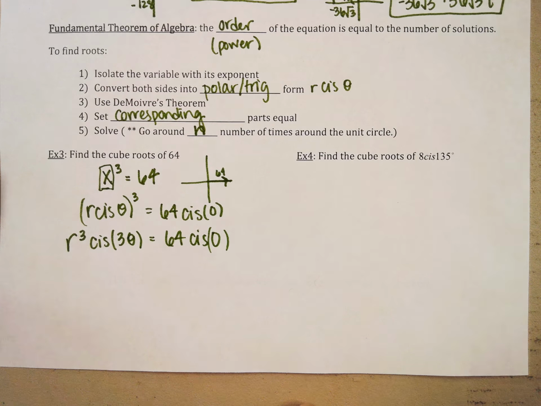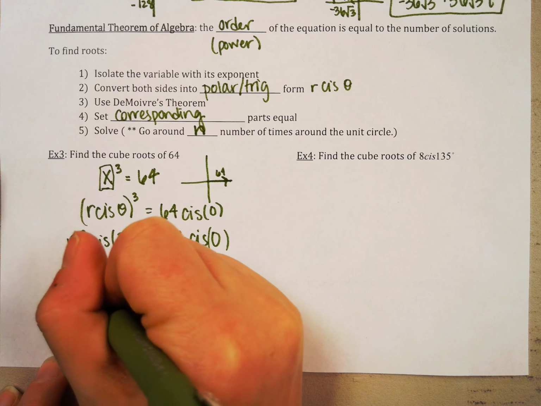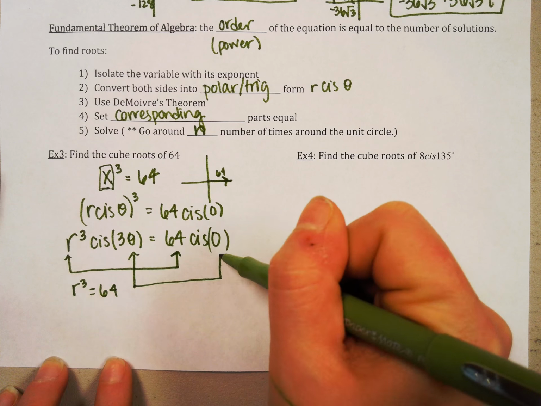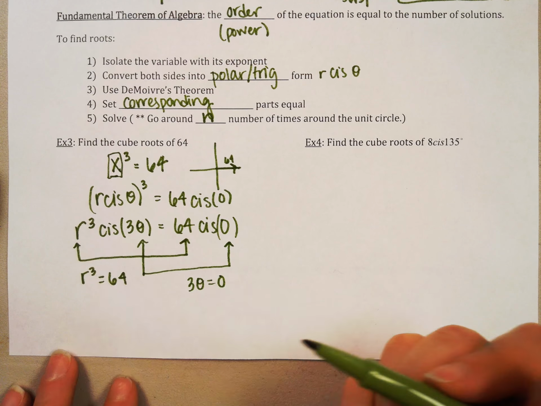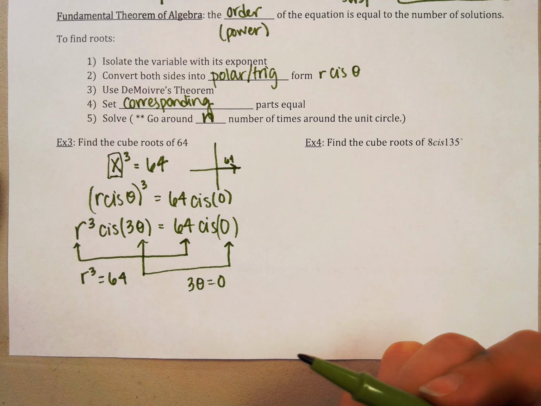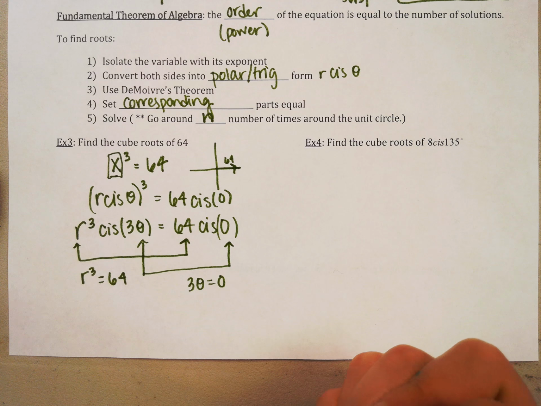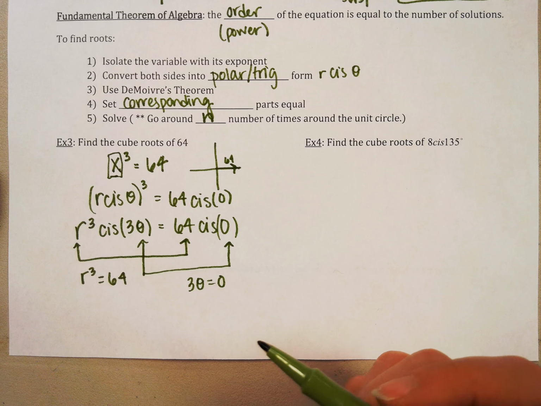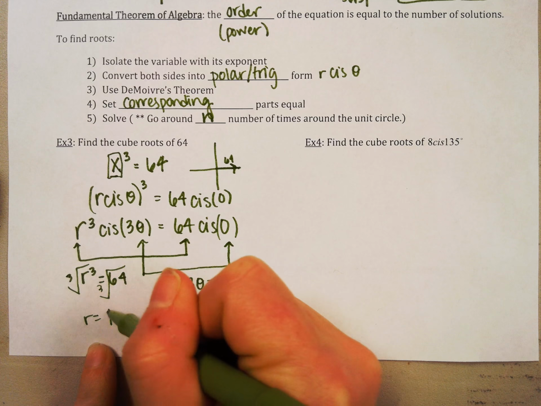So we're through step 3, and then we set our corresponding parts equal to each other. So r goes with 64, so r cubed equals 64, and then 3 theta equals 0. So let's deal with this first. If we're looking for the cubed root of 64, you can do that in your calculator. There should be either a cubed root button, or if you can't find it, Google it, or you can ask me tomorrow and I can help you. But we're going to find the cubed root, which we already knew was 4.